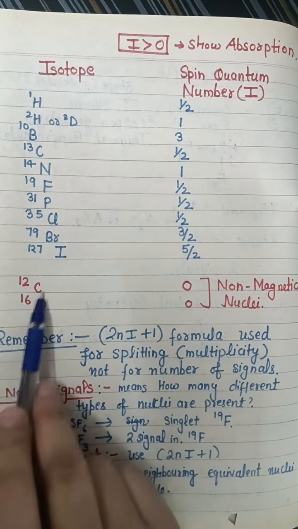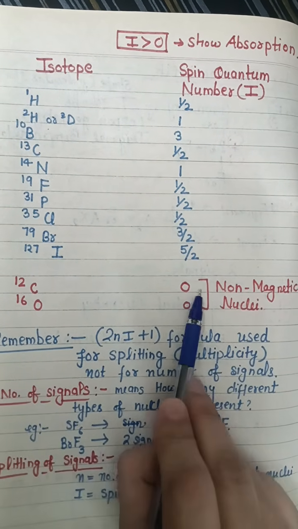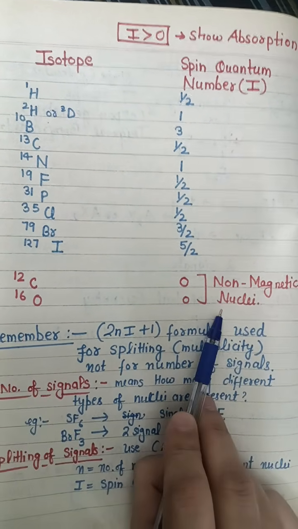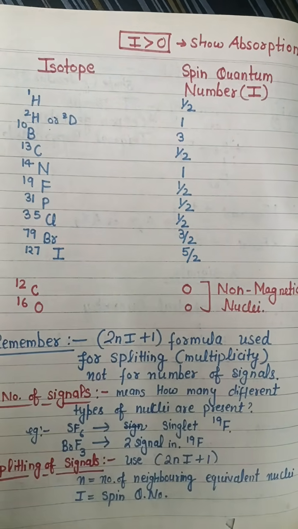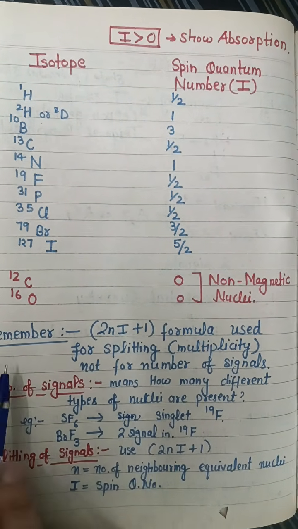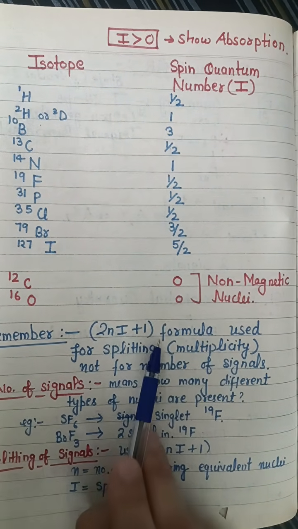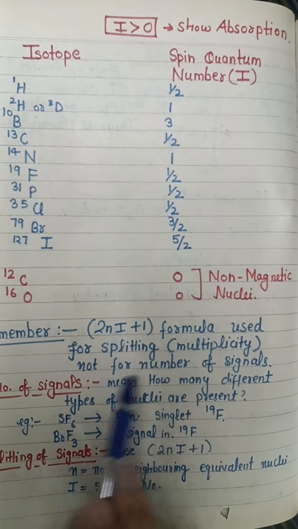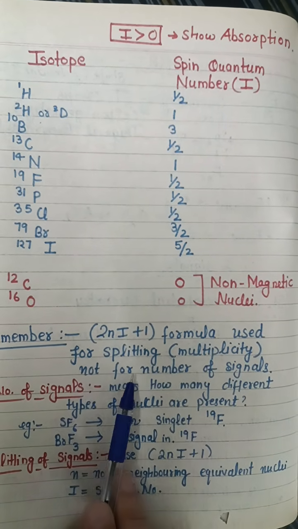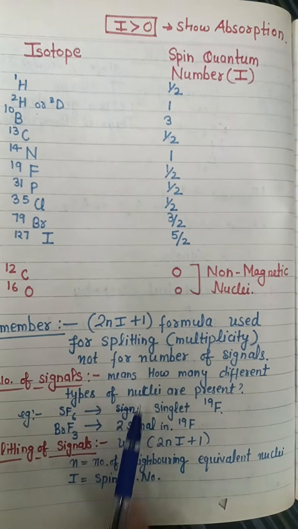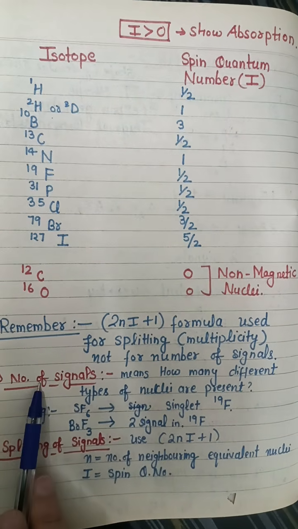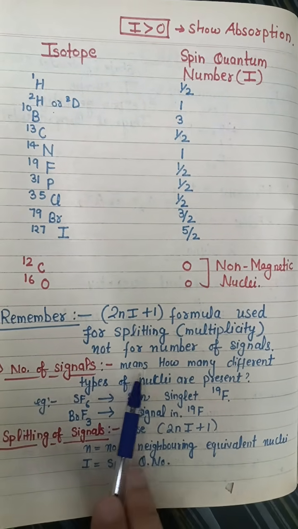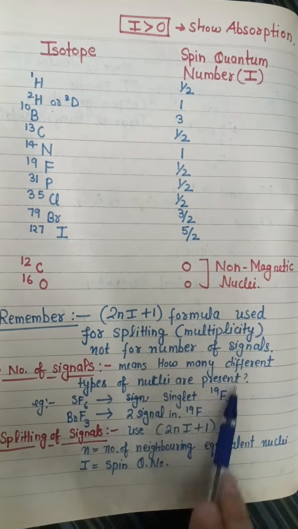Carbon-12 and oxygen-16 are non-magnetic nuclei because their I value is 0. First of all, you have to remember the formula. We use the 2NI plus 1 formula to find the splitting or multiplicity, and this is not for the number of signals. You have to be clear about the difference between these two. The number of signals means how many different types of nuclei are present.